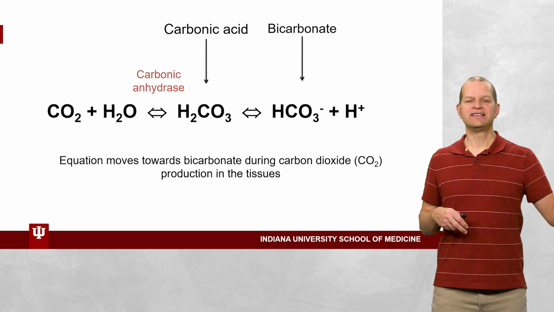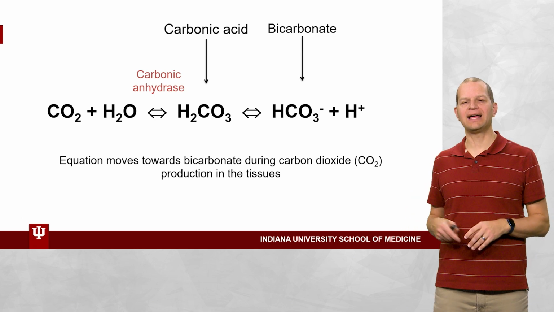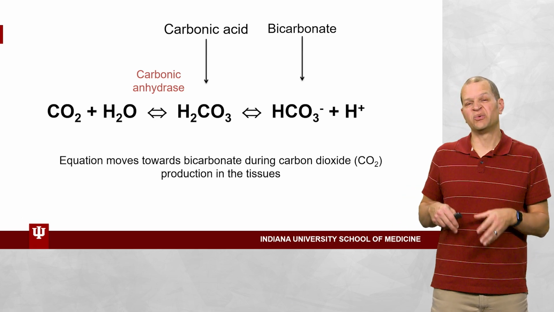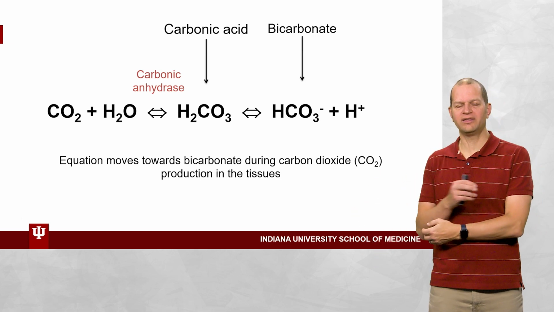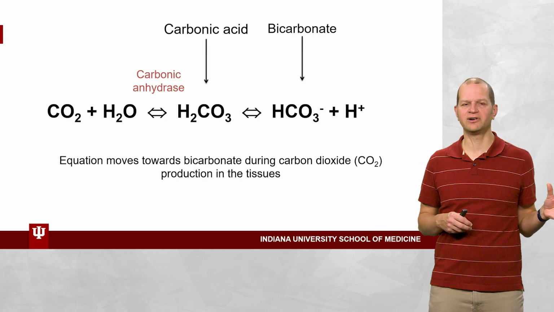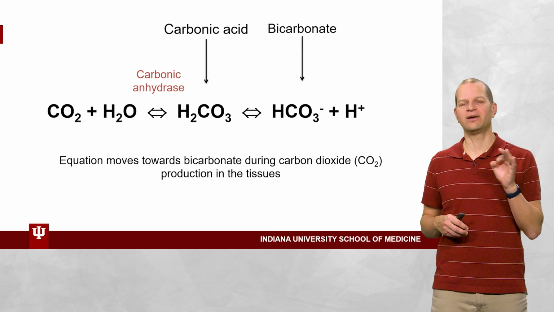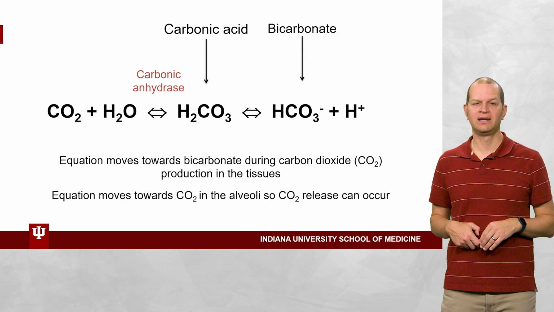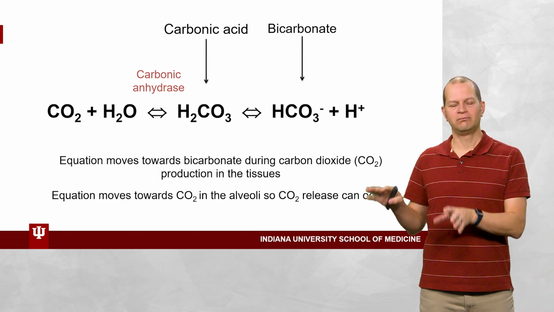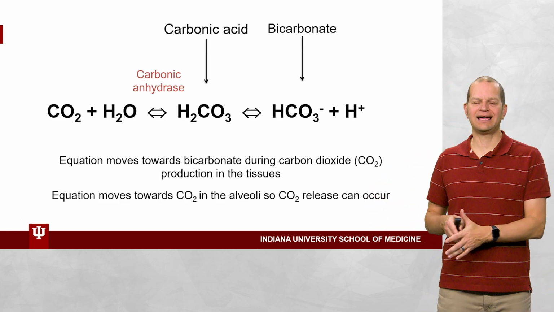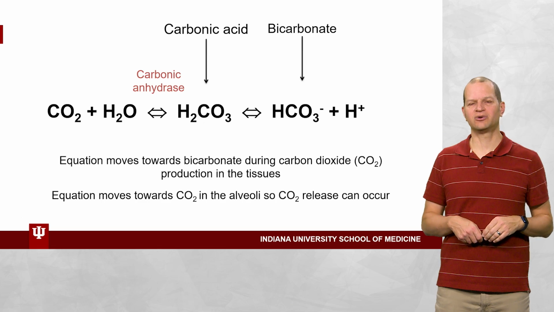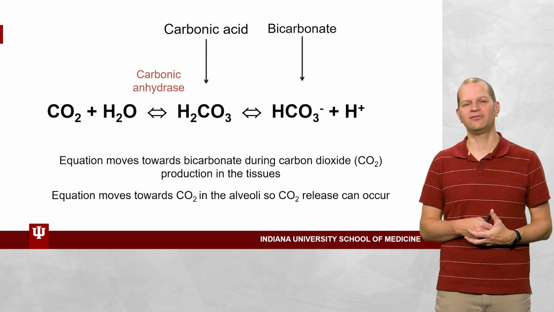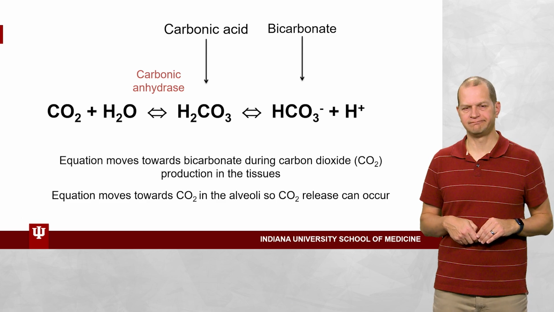And so this equation will move towards the bicarbonate side when we produce carbon dioxide. The reason that we want it to go this way, or one of the reasons, is because we want to convert carbon dioxide into something that won't take up space on hemoglobin for transport. However, when we get to the alveoli, this equation shifts back towards carbon dioxide so that we can have that carbon dioxide diffuse into the alveoli and we can breathe it out. Okay?